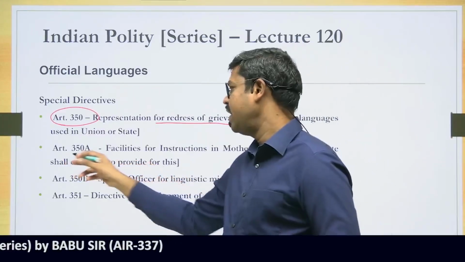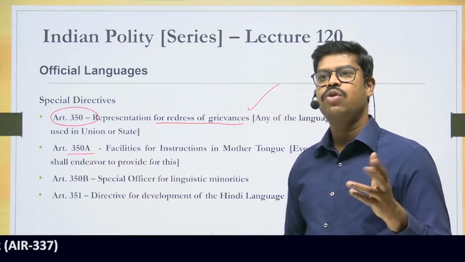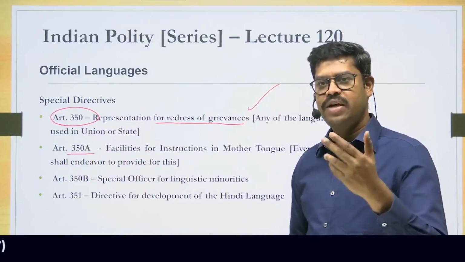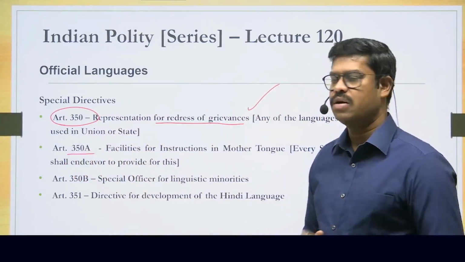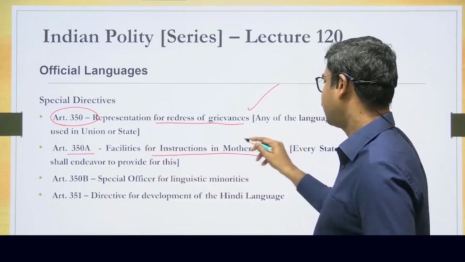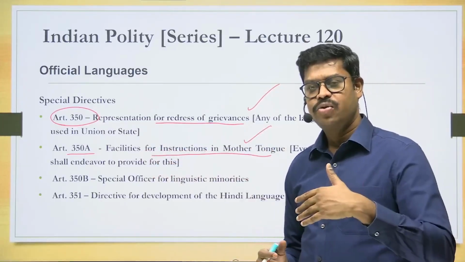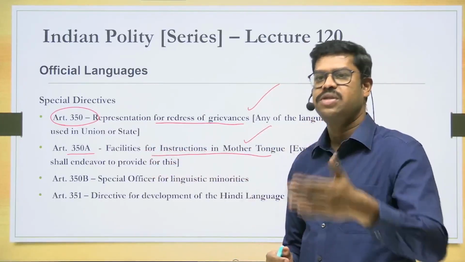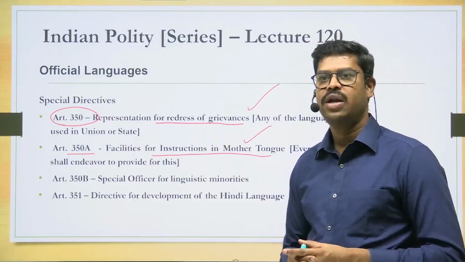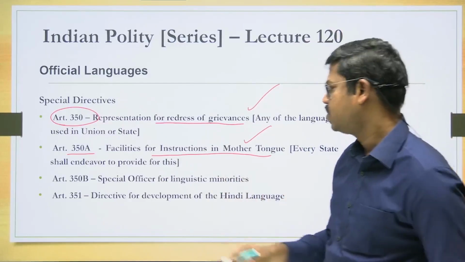Article 350A is a directive which talks about what? It is providing a directive to the state to provide facilities for the promotion of the mother tongue of a particular child. So facilities for instruction in mother tongue, especially at the lower level of education. So as much as possible, the instruction and the education shall be provided to the child in the mother tongue. So this is again a directive under Article 350A of the Constitution.